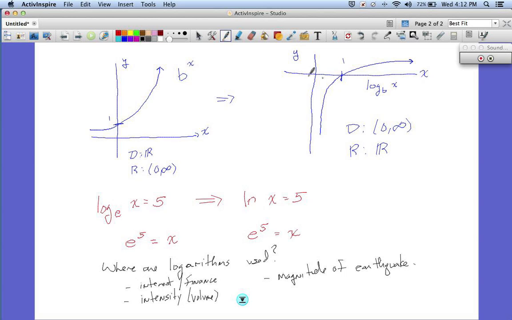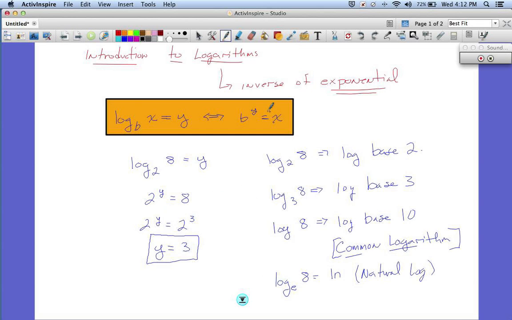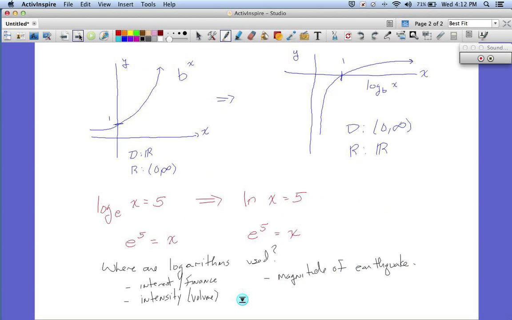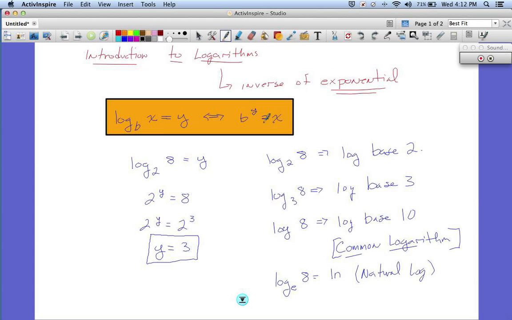So bottom line, through all this, remember the definition of log right here is our big guy. All right, so that'll help you with some examples. In the next video, we'll talk about some properties and laws of logs. So if you know this guy right here, you can do anything right there.